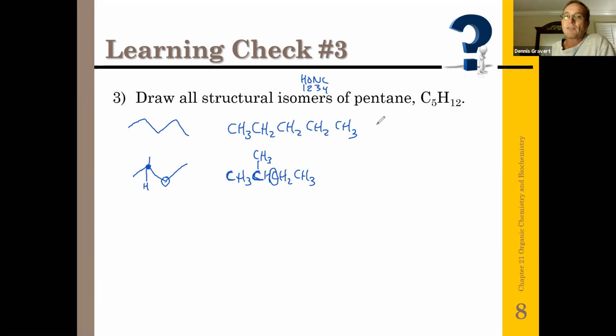So I got five in a row. That's the number five. No branches. Now I did four in a row with one branch.